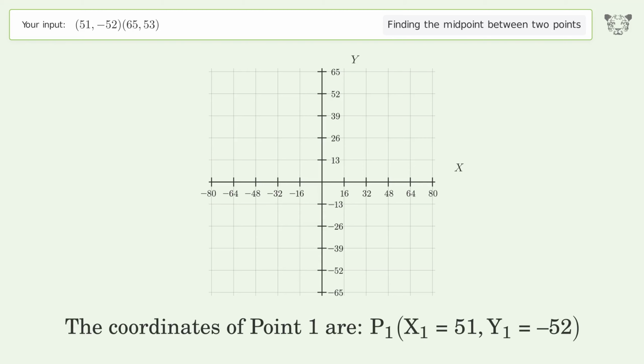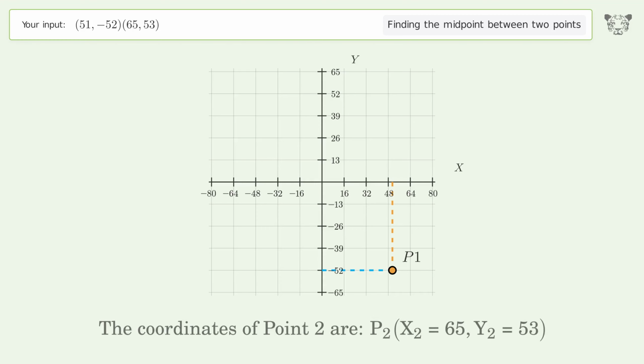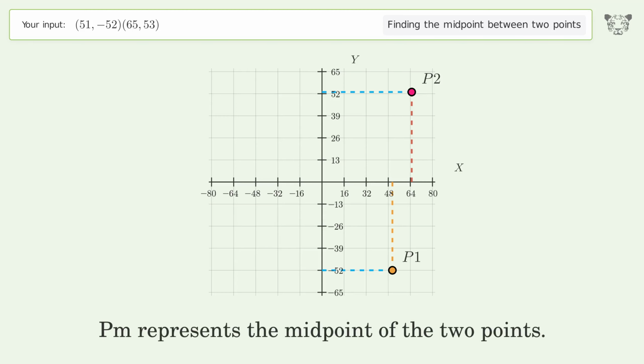The coordinates of point 1 are, x1 equals 51, y1 equals -52. The coordinates of point 2 are, x2 equals 65, y2 equals 53. PM represents the midpoint of the 2 points.